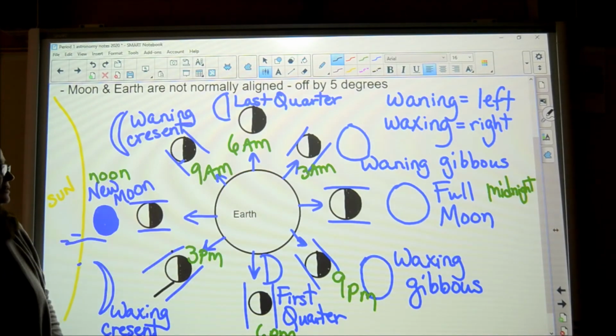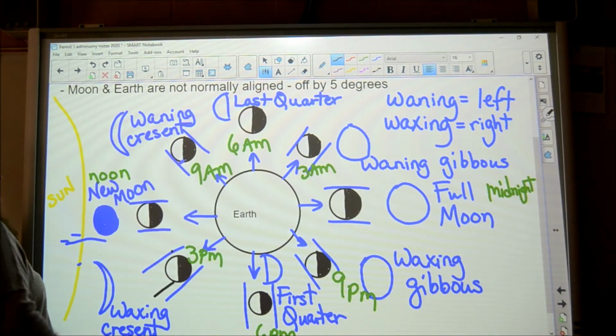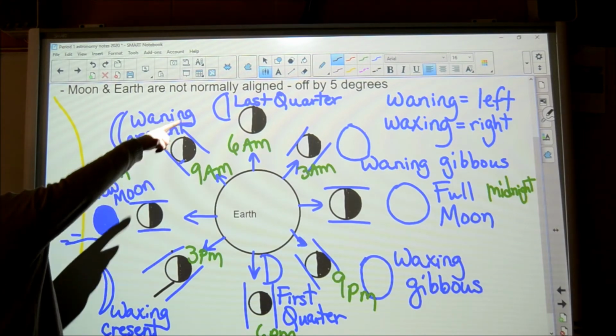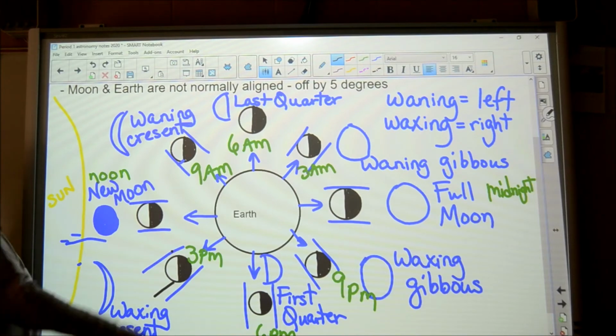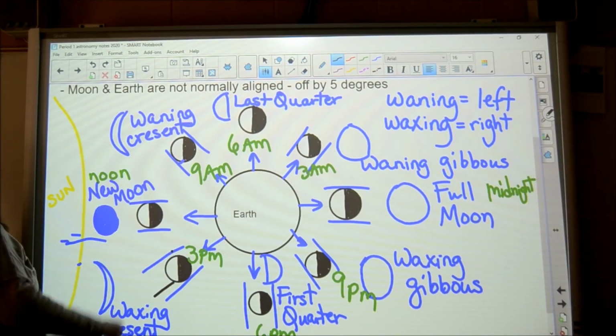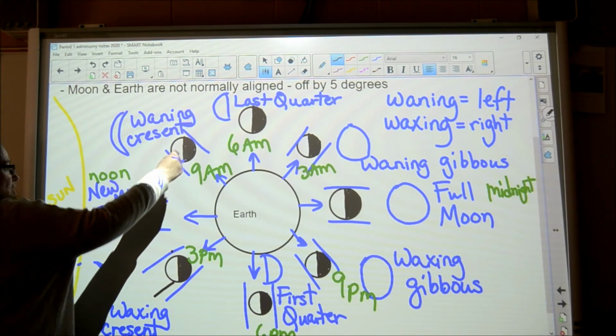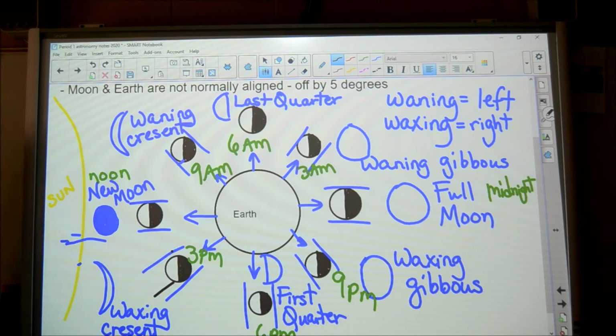It's waning. I'm on the Earth, looking at the moon. The left side is illuminated. Last quarter. It's peaking at 6 a.m. Last stage. I'm on the Earth, looking at the moon. Majority of it's dark, just a sliver on the left is illuminated. That's my waning crescent. And that's going to peak at 9 a.m.